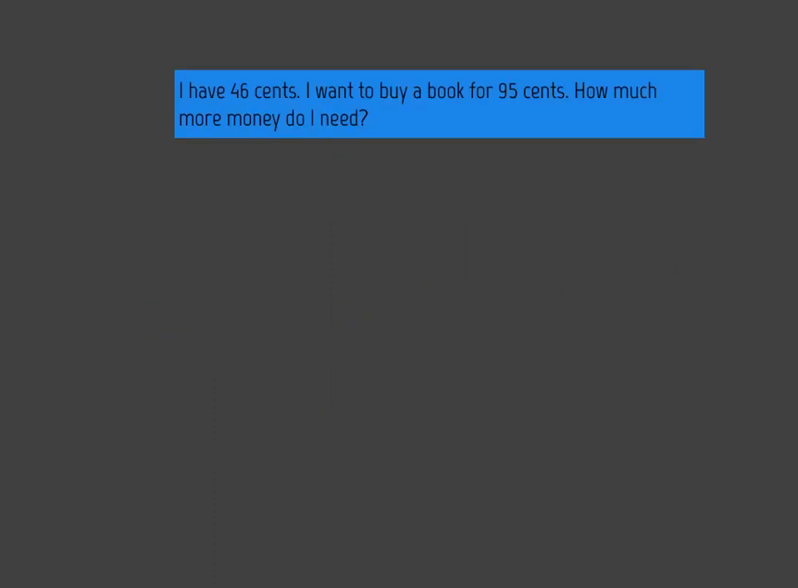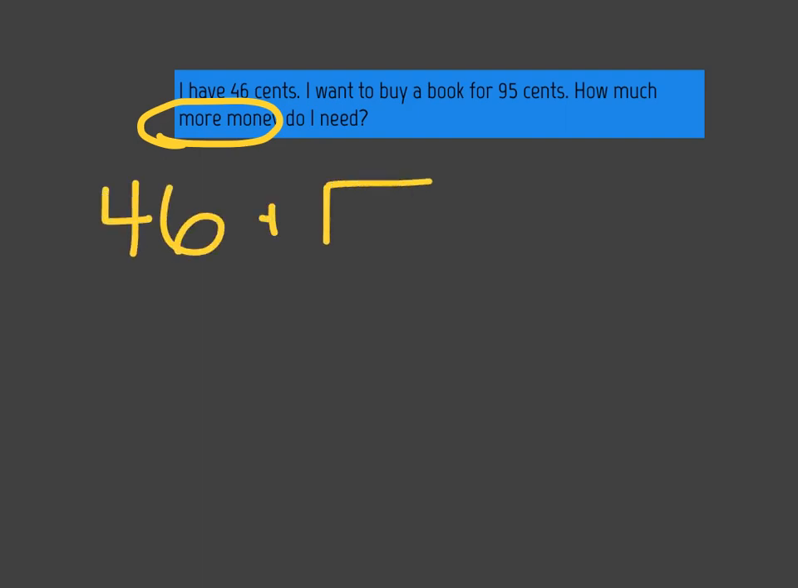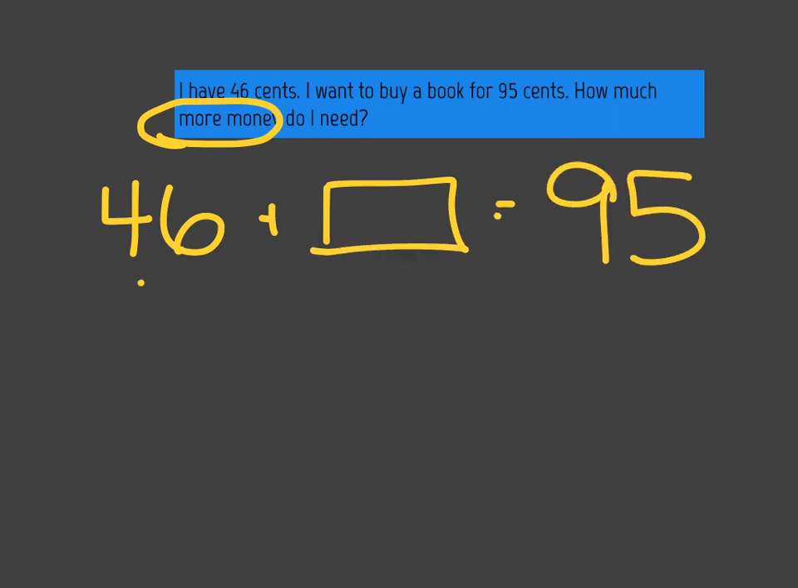So here is a word problem. I have 46 cents. I want to buy a book for 95 cents. How much more money do I need? And because those keywords are super important, the words that tell me here that I'm looking for another add-in are the words more money. Okay, so it's telling me I have 46. I want to get to 95. This is how much I have now. I need some more money, and then I'm going to get to 95.